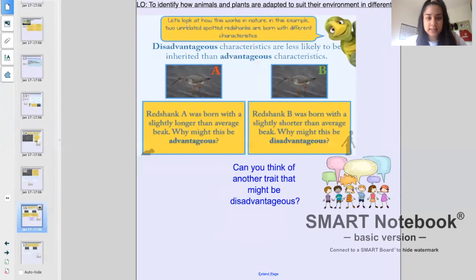Let's have a look at this. So in this example, two unrelated spotted redshanks are born with different characteristics. Disadvantageous characteristics are less likely to be inherited than advantageous characteristics. So redshank A was born with a slightly longer than average beak. Why might this be advantageous? And redshank B was born with a slightly shorter than average beak. Why might this be disadvantageous? And also, can you have a think of another trait that might be disadvantageous?